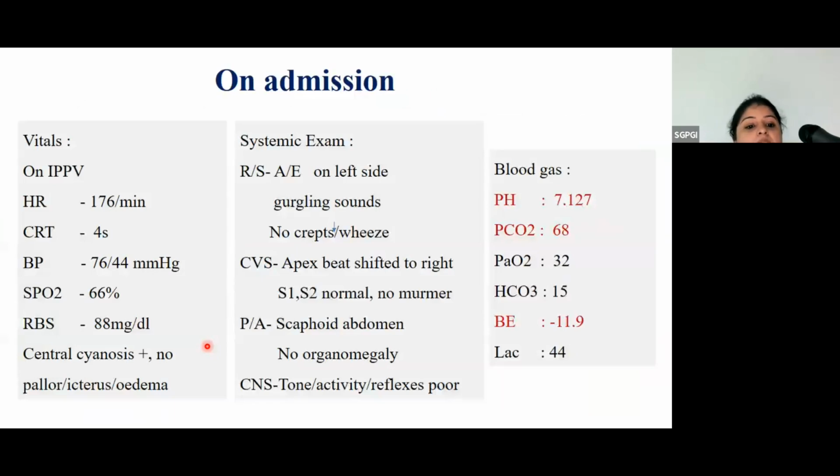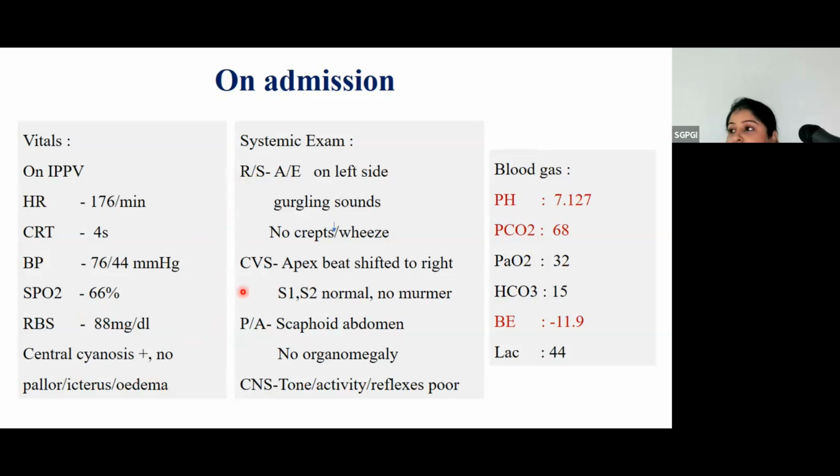So on admission, baby was on intermittent positive pressure ventilation. Heart rate was 176. CRT was prolonged. Saturations were 66%, and blood sugars were stable. Baby had central cyanosis at that time. Air entry was diminished on the left side. It was markedly reduced, and there were gurgling sounds heard. There were no crepitations or wheezing.